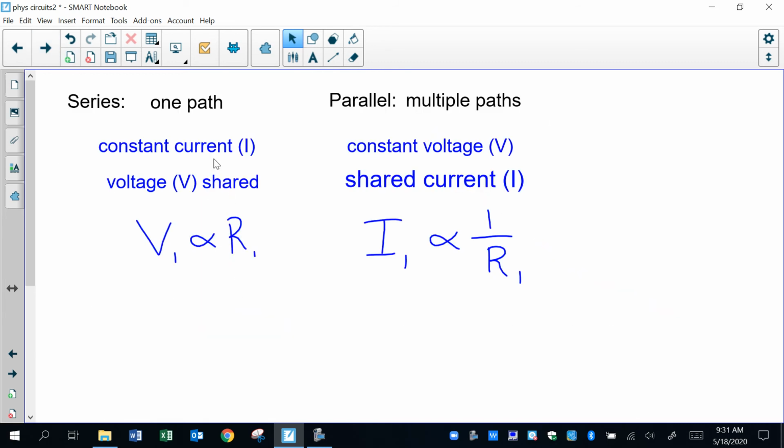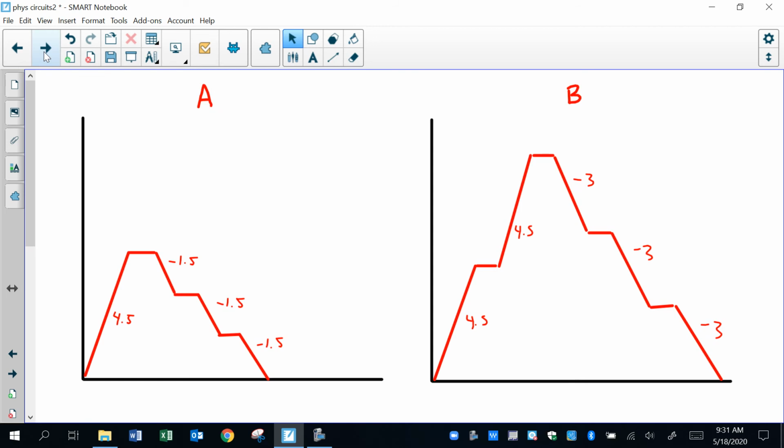So everything's kind of consolidated right here. Series means you have one path, constant current, and the voltage is going to be shared. If I skip forward one slide, if I have a 4.5 volt battery and I have 3 different light bulbs that are all perfectly identical, then each of my light bulbs is going to have to use up and share the 4.5 volts that it was given. So I get 1.5 volts falling across each of my light bulbs and they light up equally.